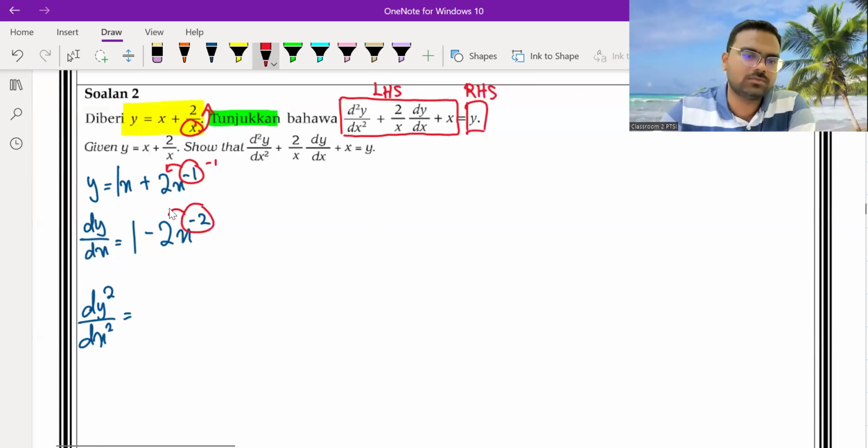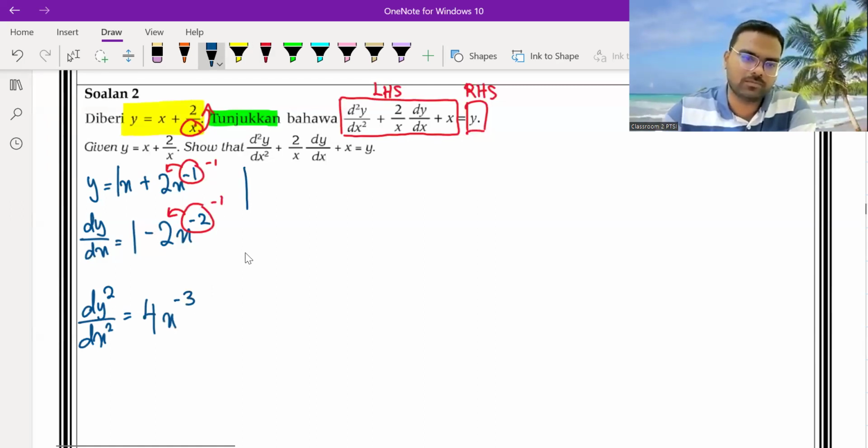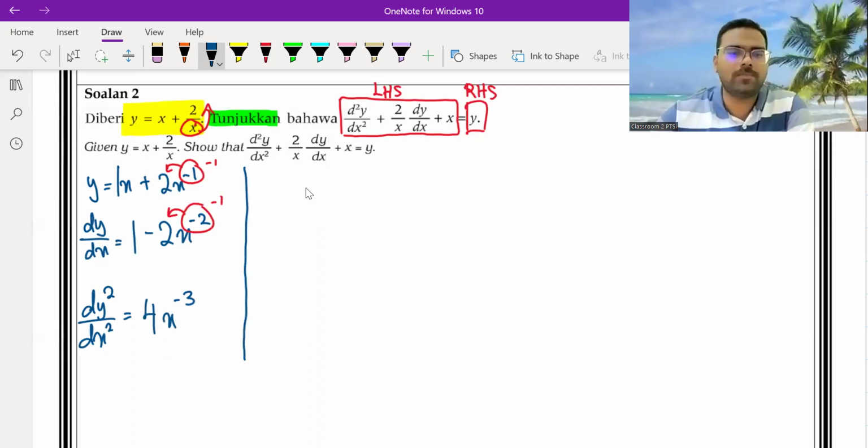So second derivative, differentiate again. So this one you times. You'll get 4x, and then minus 1. Kamu akan dapat negative 3. Okay?